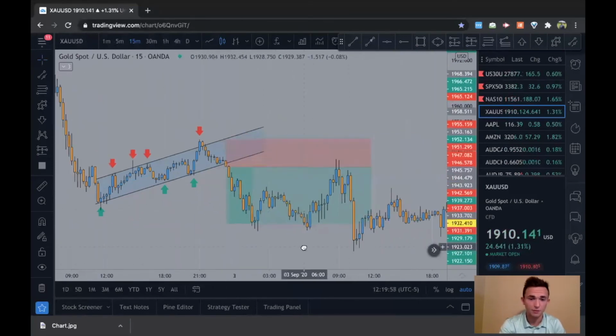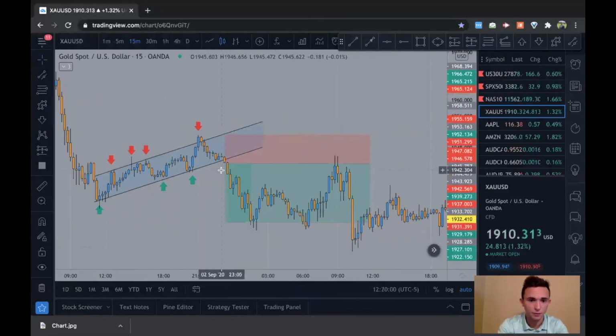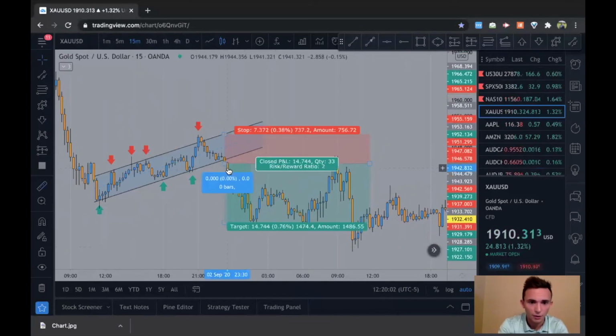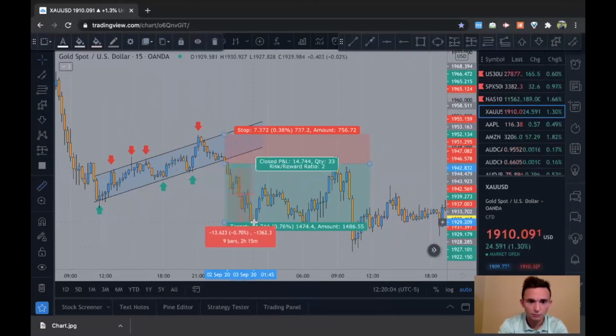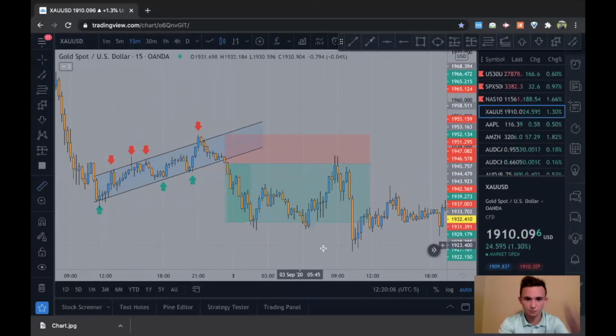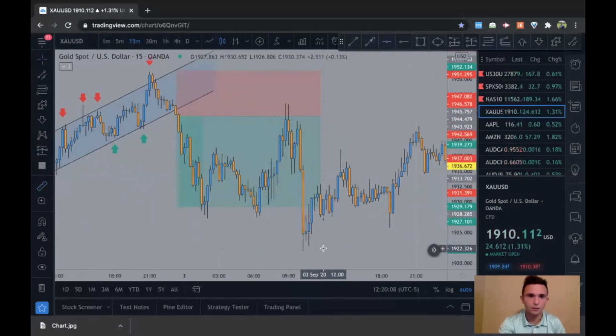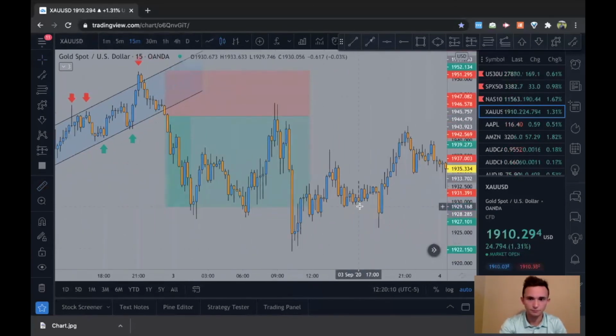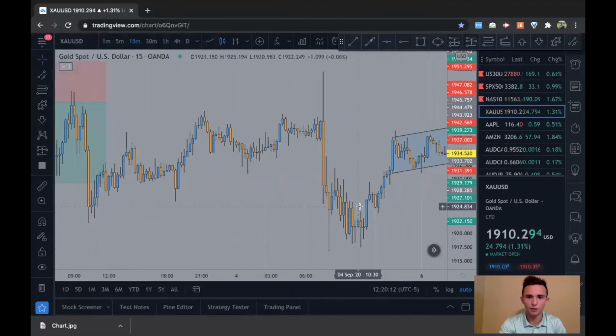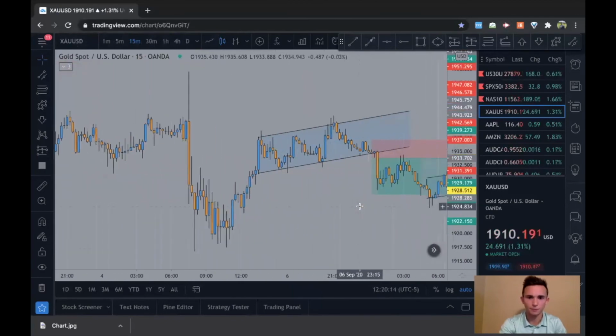These are big pips too, guys, for a 15-minute chart, and look at how quick we caught it. Within 2 hours, we caught 14 pips. That's not bad. So that was another ascending channel. We're going to keep moving along here. Next one that I found was right here.